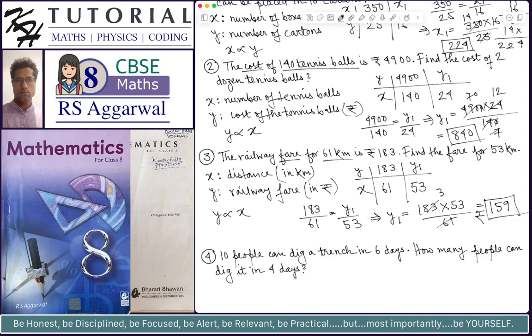Now for 61 kilometers the cost was 183. So for 53 kilometers the cost must be less than 183, and hence our result is consistent. That is, 159 is less than 183.